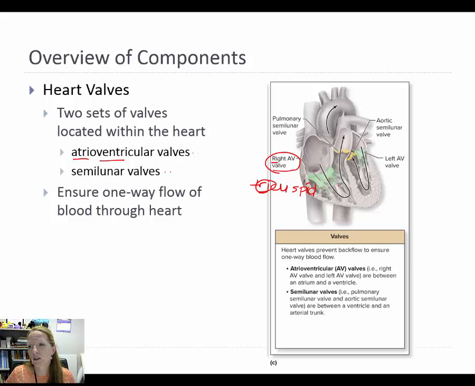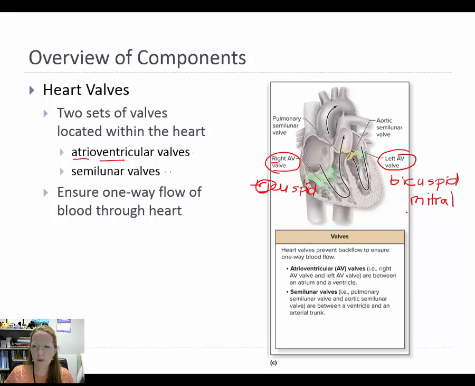Let's take a look at the other AV valve. The left AV valve is also called the mitral. So let's do bicuspid first. I always like to refer to it as bicuspid, especially because you have this one over here that's the tricuspid. Again, it has to do with how many of these little flaps there are. But also, it can be referred to as the mitral valve as well.